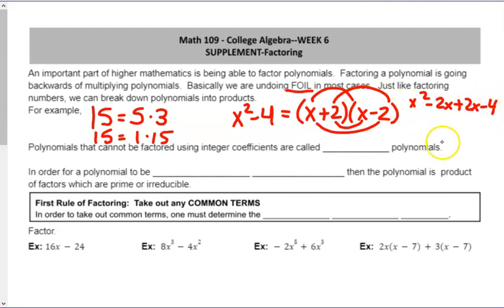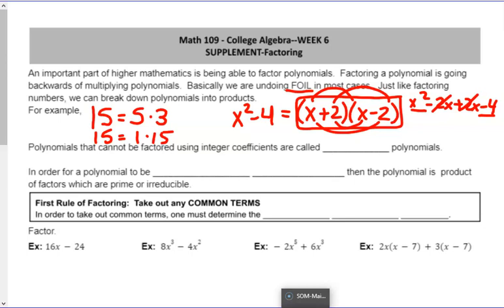Now, why does that undo the foiling for this x squared minus 4? These two middle terms end up canceling, leaving me with x squared minus 4, which is what I started with back over here. So these would be the two factors of that polynomial. That's the type of thing we're going to do in this section, undo that multiplying.